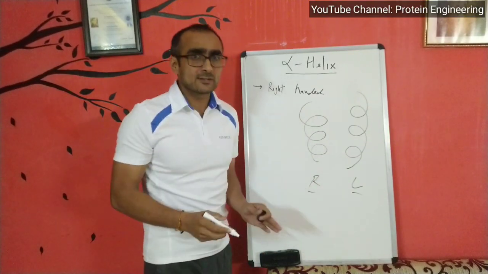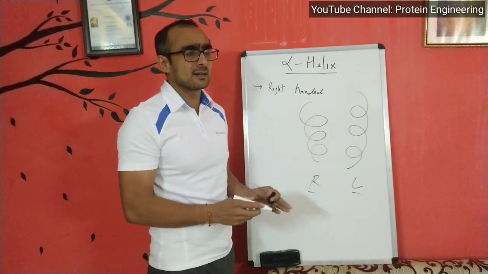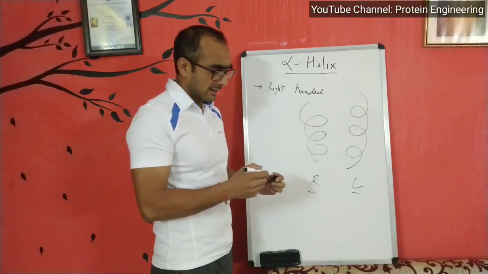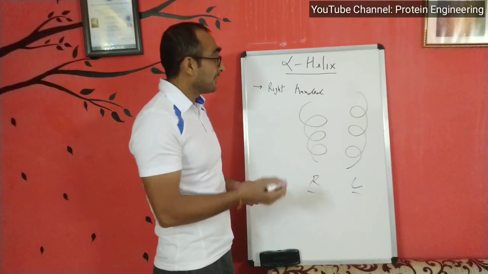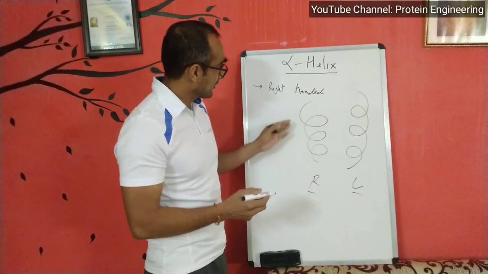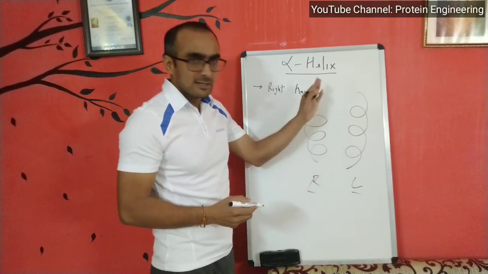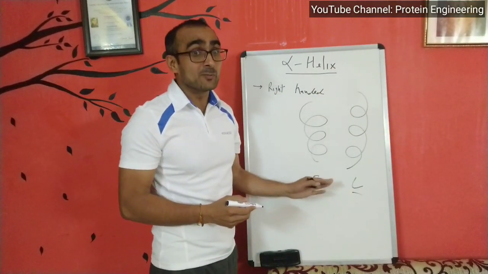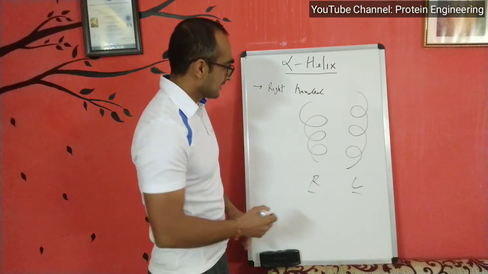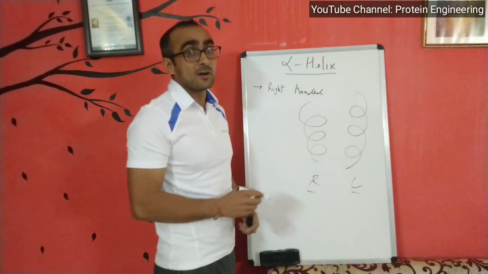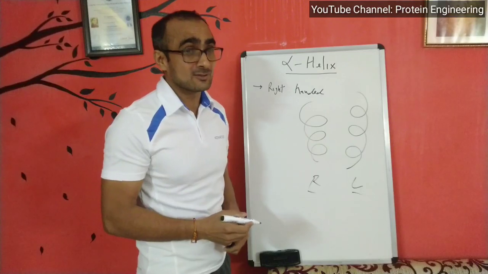In case of protein structures, because amino acids are in the L isomeric form, L amino acids always form a right-handed alpha helix. These two alpha helices are non-superimposable mirror images of each other. So right-handed is mostly found in case of protein structures.